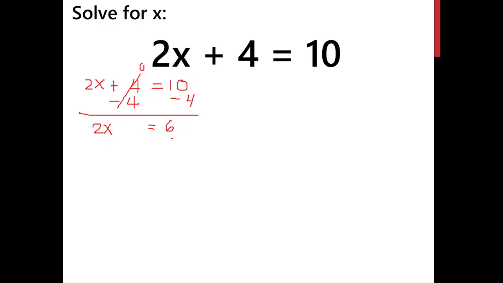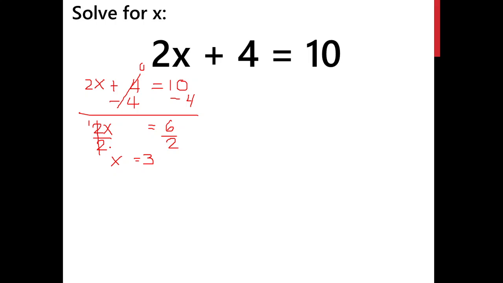2x is equal to 6. Now the only way to eliminate the numerical coefficient of x is to simply divide it by its own numerical coefficient, which is 2. Again, what you do on the left side should be done also on the right side. So divide it by 2. 2 divided by 2 equals 1. And we all know that if the numerical coefficient is 1, it becomes an imaginary number. So what's left here is x. 6 divided by 2 is 3.